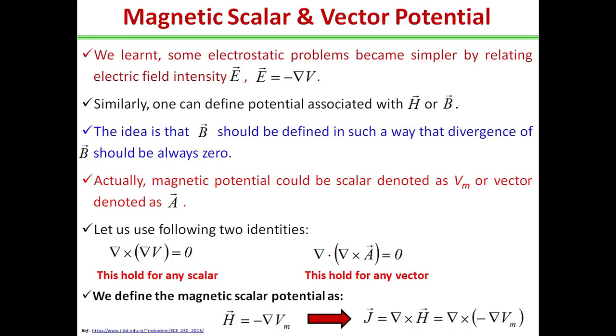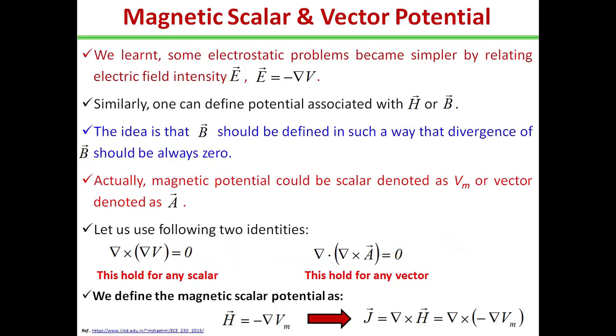Let us use the following two identities which I have discussed earlier during the discussion of vectors in the previous videos. We know that the curl of gradient of any scalar function V is 0. That is, del cross del V is equal to 0, where V is the scalar function. And also we know that the divergence of curl of any vector A is 0. That means del dot del cross A is equal to 0, where A is the vector quantity. These two identities must hold for any scalar field V and vector field A.